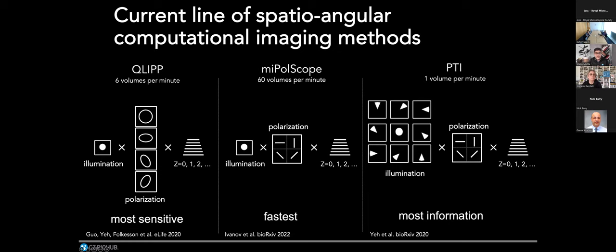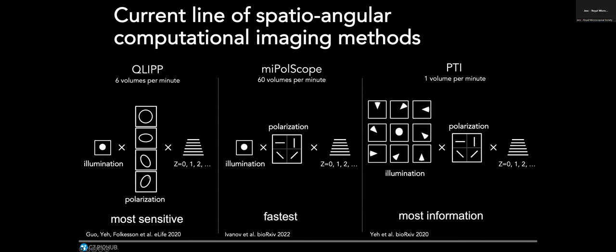Each method encodes the invisible parts through diversity in either illumination, and they have slightly different forward models and therefore slightly different reconstructions. I'm focused today on work that we published in 2020. We developed this method called polarization. It uses uniform illumination aperture, sequentially illuminates the sample with different polarization states and acquires Z-stacks. And this happens to be more sensitive.